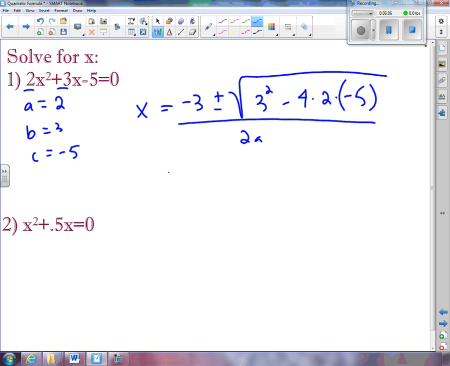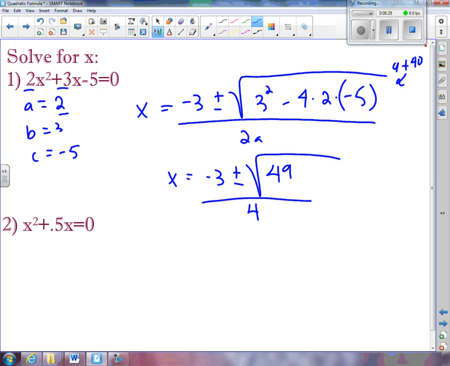So now this is x equals negative 3 plus or minus, this is just 9. Here, inside of here I have 9 minus a negative 40, plus 40. So I have negative 3 plus or minus the square root of 49 over 2 times a, which is 4. A is 2 over here. So now you have to actually do the square root of 49. We're lucky enough that that one came out nice and pretty.